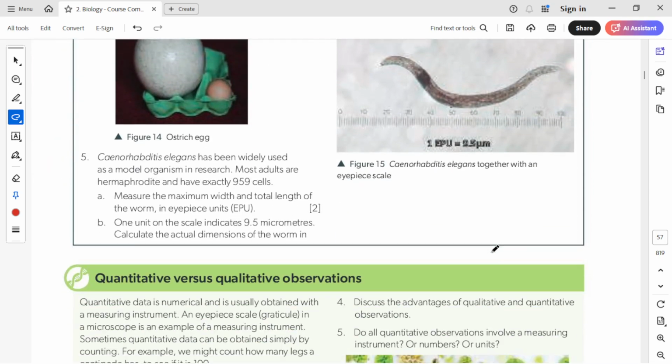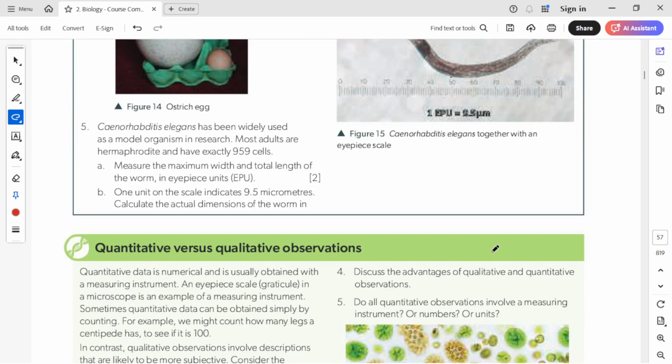All right, now coming to the next question. Caenorhabditis elegans has been widely used as a model organism in research. Most adults are hermaphrodite and have exactly 959 cells. Now this is one interesting term. What is a hermaphrodite? A hermaphrodite is an organism which has properties of both male as well as female. The one which is half male and half female is a hermaphrodite. And it has 959 cells.